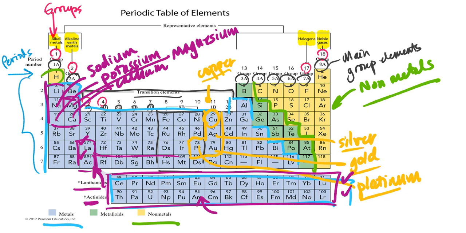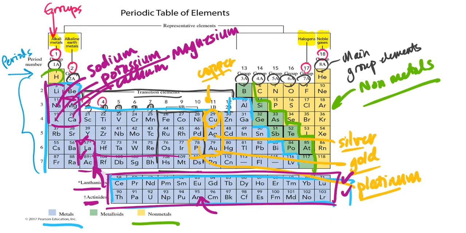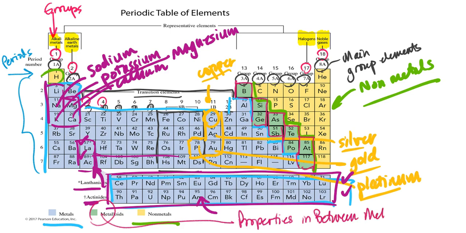One more thing I wanted to mention in here. If we take a look here, notice that there is a set of elements in boxes that are green. Now, if we take a look at the key to this particular periodic table, those elements in green are what we call metalloids. Now, metalloids have properties that are in between metals and nonmetals. And we'll discuss what that means in class.